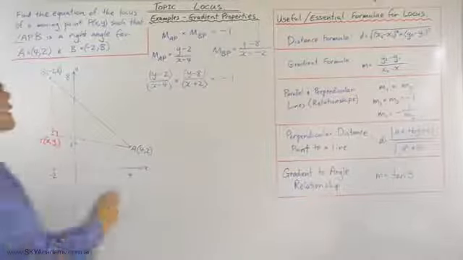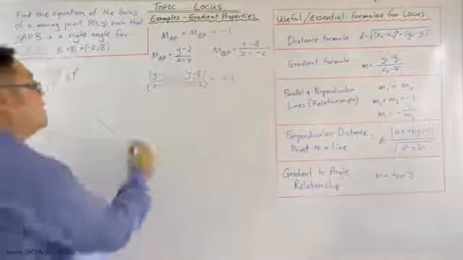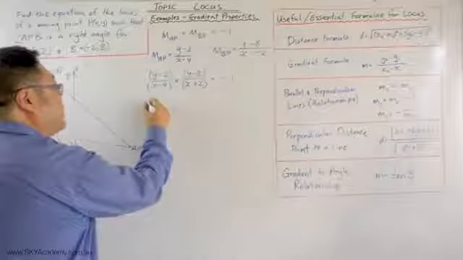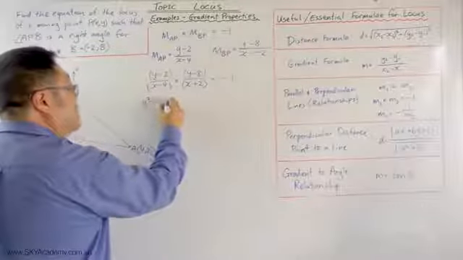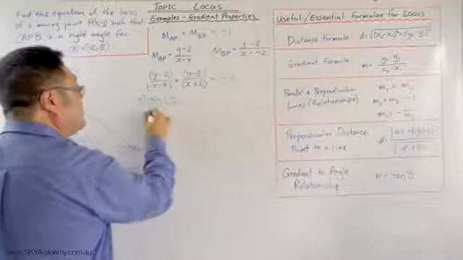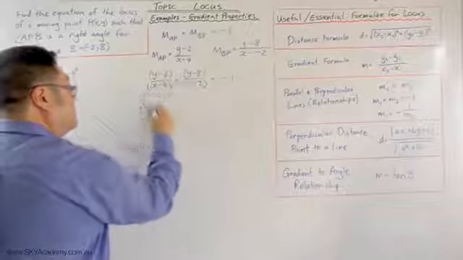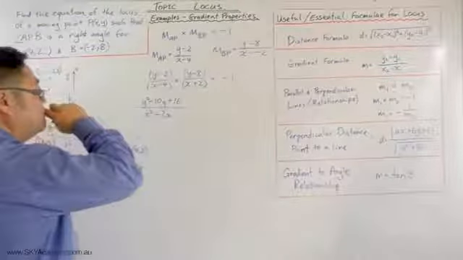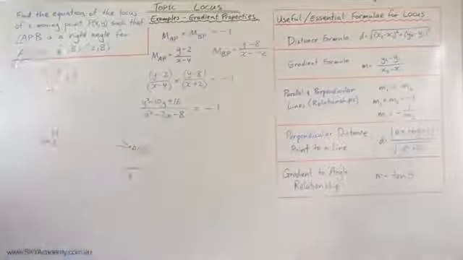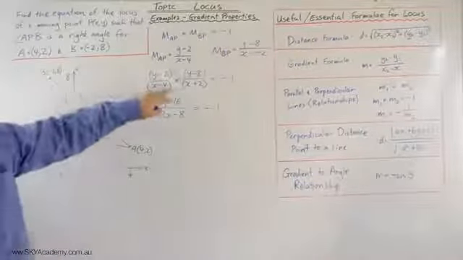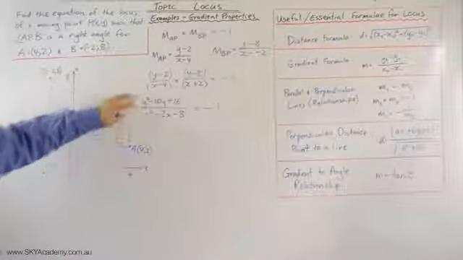Good. So let's work that out. y minus 2 times y minus 8, expand that out, that gives us y squared minus 10y plus 16, all over x squared minus 2x minus 8, equals minus 1. Now, this comes from experience, me being able to just work that out quickly.